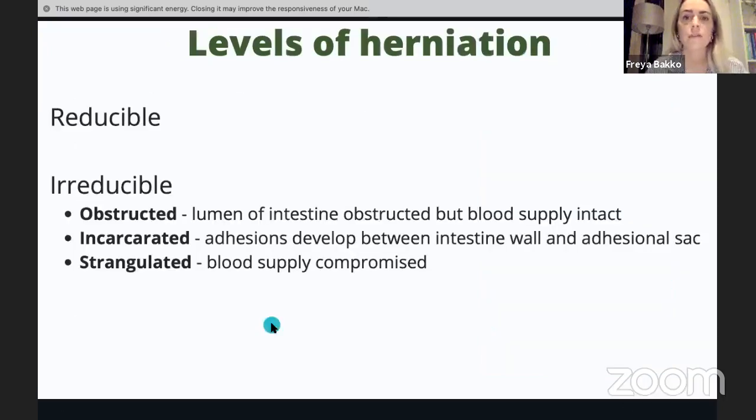So we have several levels of herniation. You have reducible hernias. When you examine the hernia, as mentioned, always try and reduce it. So push the hernia in, follow the course of the hernia and see whether you can push it in, if the patient isn't in pain.